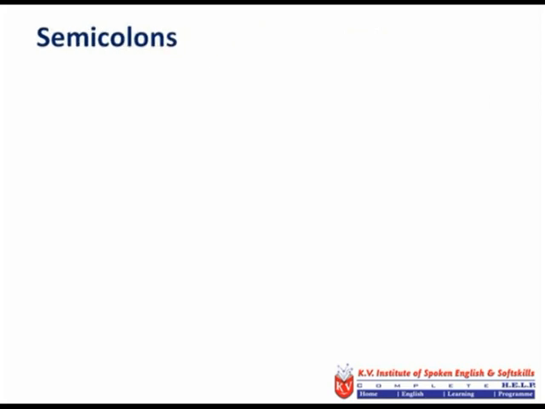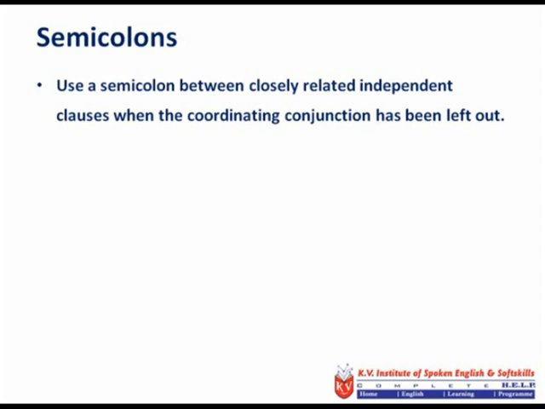Semicolons. A semicolon is a comma and a period combined into one punctuation mark, which is used to indicate a major division in a sentence where a more distinct separation is felt between the clauses. You need to use a semicolon between closely related independent clauses when the coordinating conjunction has been left out. For instance, my mom prepared biryani; we eagerly enjoyed the meal.